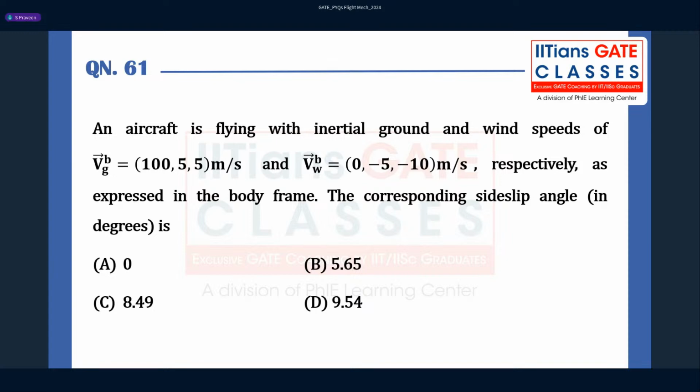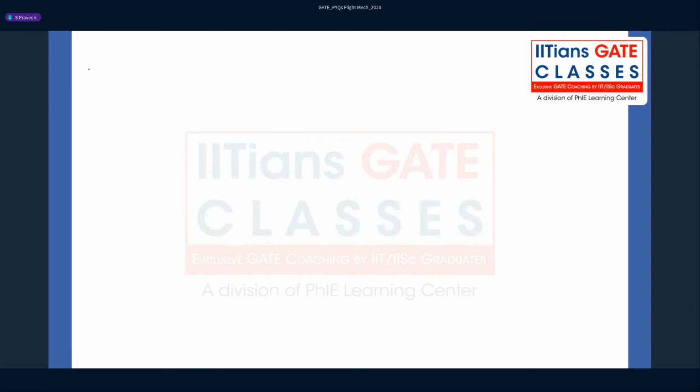This is the last question of today's session. An aircraft is flying with inertial ground speed of VGB, which is 105 meter per second. These are the U, V and W components. VWB is 0, minus 5, minus 10, again UVW components, respectively, as expressed in the body frame. The corresponding side slip angle is dash. Okay. So this is a pretty simple problem. So we have inertial speed, ground speed, and wind speed. Okay. So let's determine the total speed.